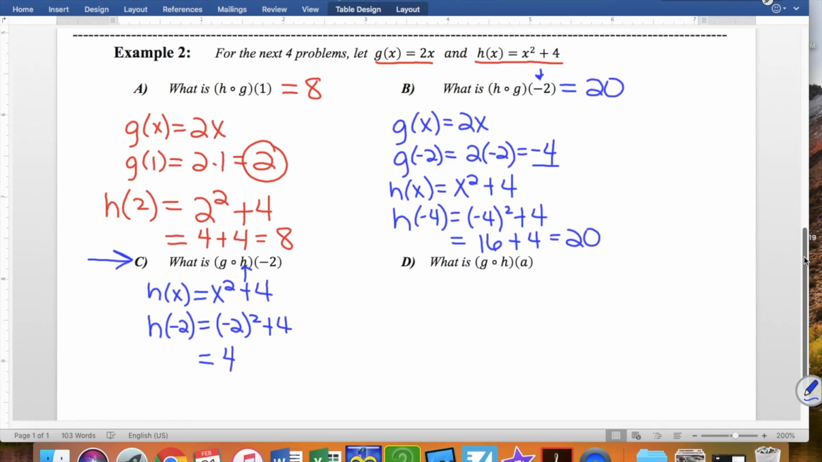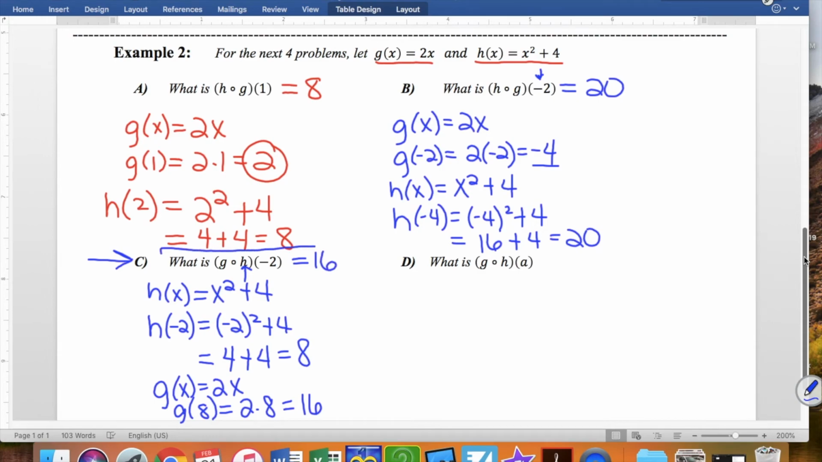-2 squared is 4, and 4 plus 4 is 8. Now I'm going to put this into g of x, which is 2x. So I'm going to have g of 8, so 2 times 8. So notice the difference in answer here. When I do the different order, I get a different answer than I did on problem B.